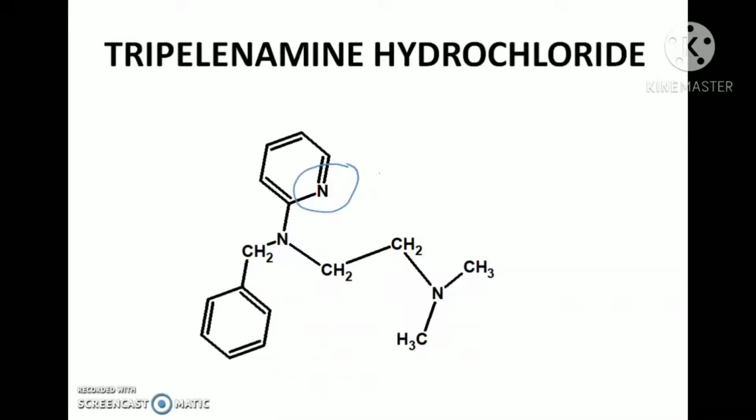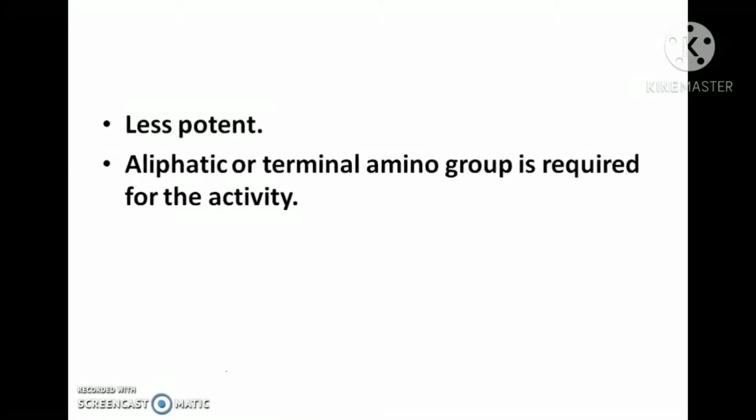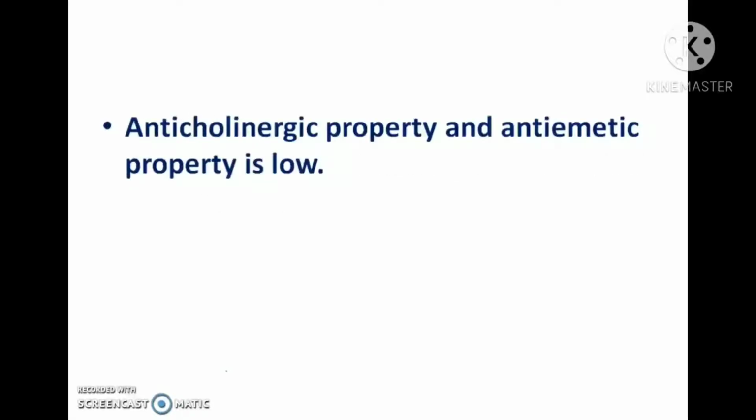The two aryl groups present in tripelennamine hydrochloride are a pyridine ring, that is, it is attached at the second position, so a 2-pyridyl ring, and the other one is the benzyl ring. You can also see the two methyl groups attached at the other nitrogen atom. And this terminal aliphatic amino group is essential for the antihistaminic activity.